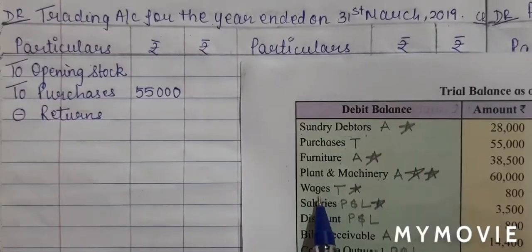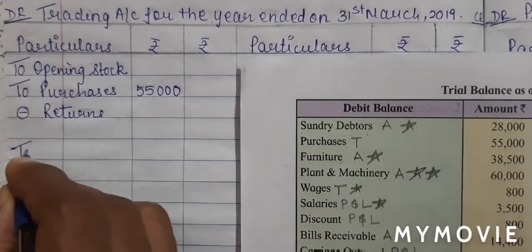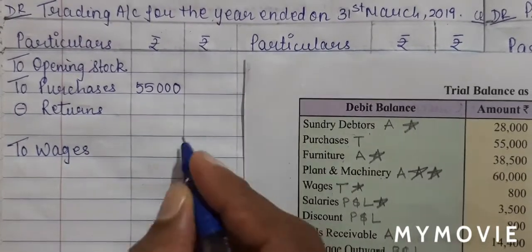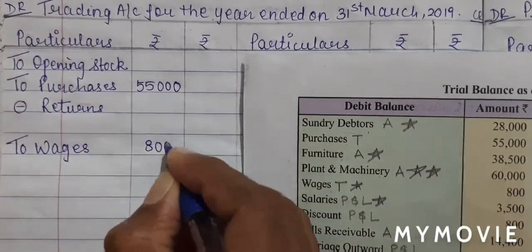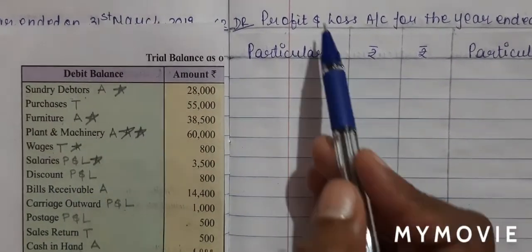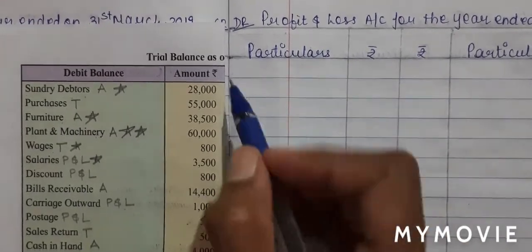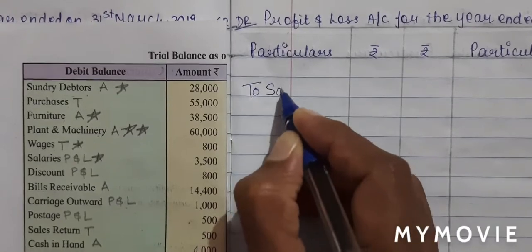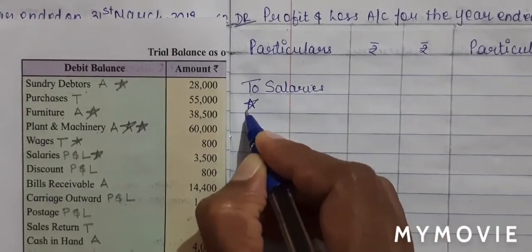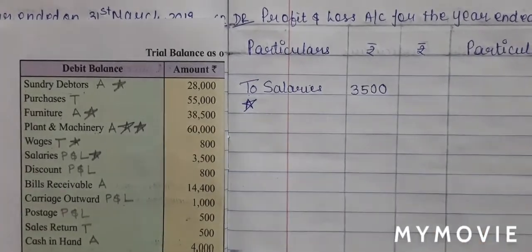Next is wages, which will come in my trading account. There is a star, so I'll write it in the inner column. To wages, in the inner column I will write 800. Next is salaries, which will go in my profit and loss account. So in profit and loss account, on the debit side, I will not write anything on the first line. I will write to salaries. There is a star, so I'll mark a star and I'll write it in the inner column 3,500.